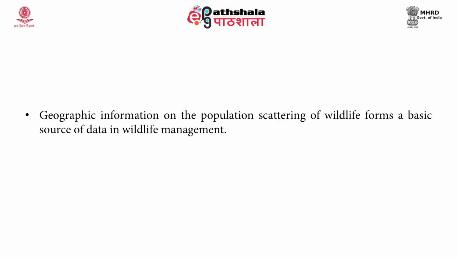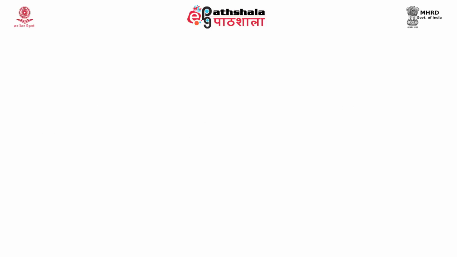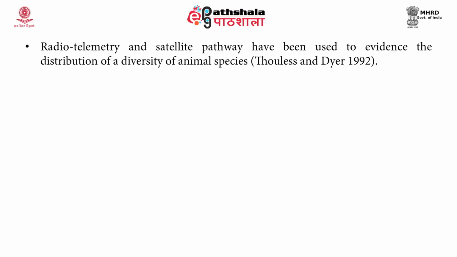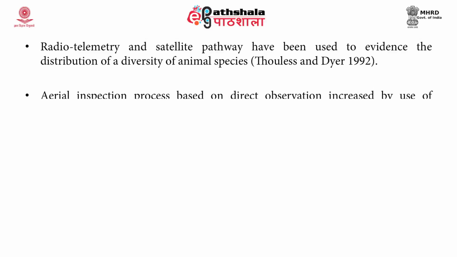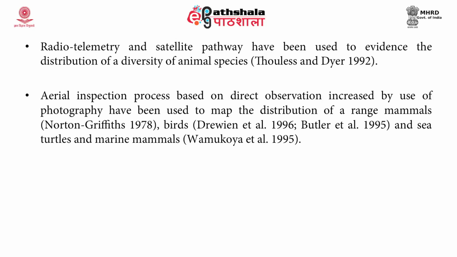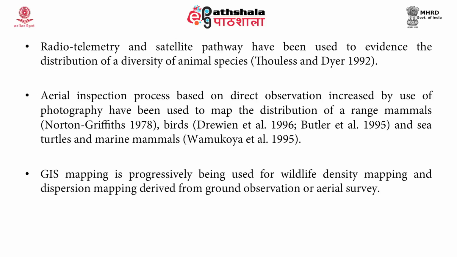Further, geographic information on the population scattering of wildlife forms a basic source of data in wildlife management. Radio telemetry and satellites have been used to evidence the distribution of a diversity of animal species by various workers. Aerial inspection based on direct observation, increased by the use of photography, has been used to map the distribution of a range of mammals, birds, sea turtles and marine mammals by various researchers from time to time. GIS mapping is progressively being used for wildlife density mapping and dispersion mapping derived from ground observation or aerial survey.